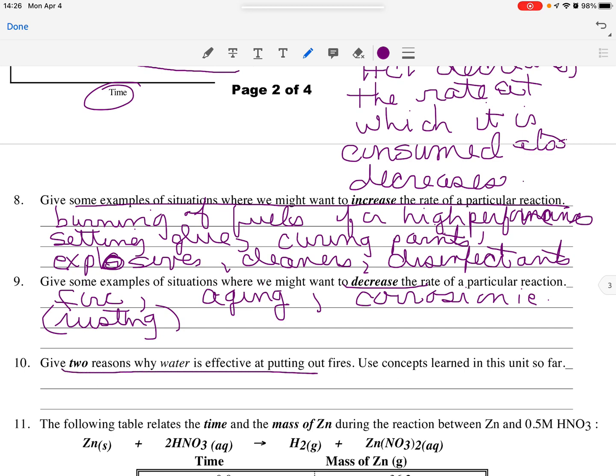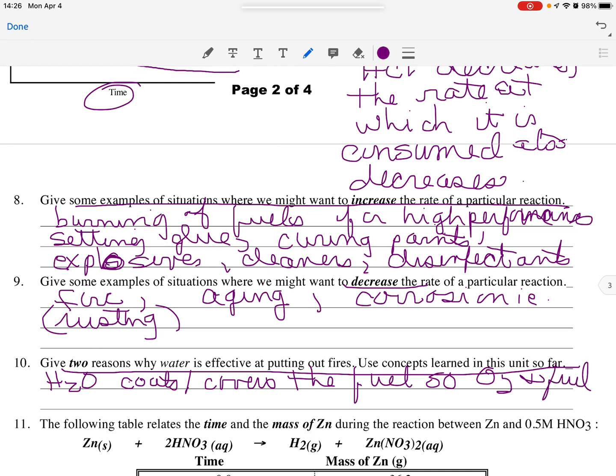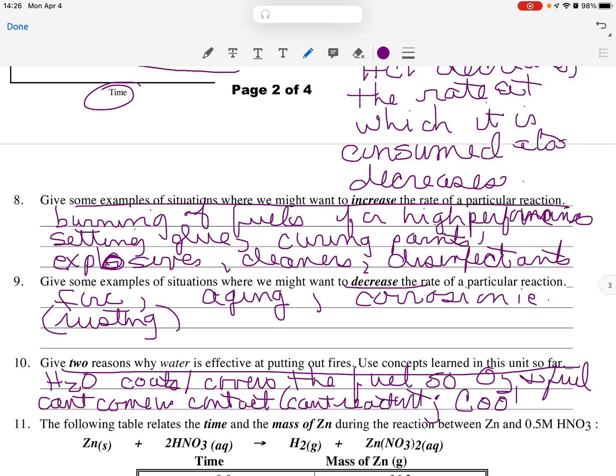And then we're going to talk about 2 reasons why water is effective at putting out fires. Number 1, H2O coats or covers the fuel, so the O2 and fuel can't come in contact and can't react. And the other thing, number 2, is that it cools.